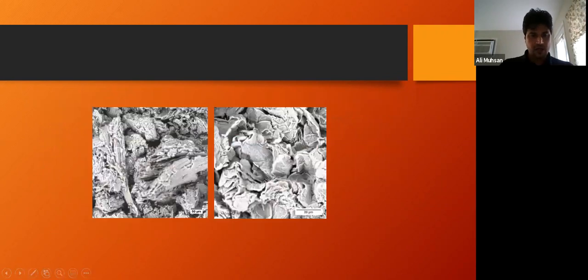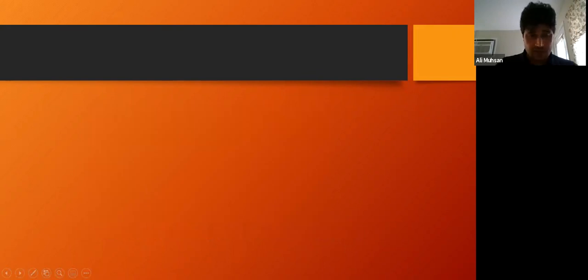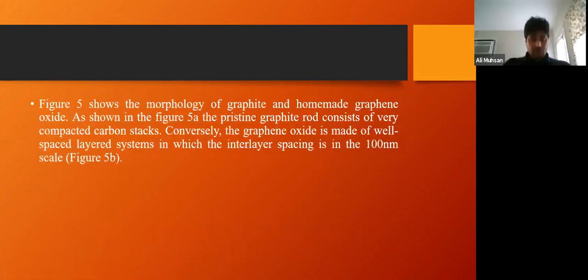Figure 5 shows the SEM images of the graphite rod and of the exfoliated graphene oxide. As shown in figure 5A, the graphite consists of very compacted carbon stacks. Conversely, the graphene oxide is made of well-spaced layers, with an interlayer spacing on the 100 nanometer scale, which shows the role of the sulfate anions intercalated between graphene sheets.